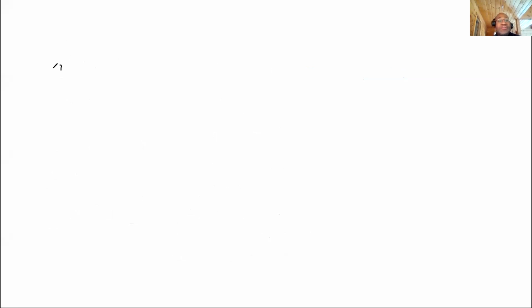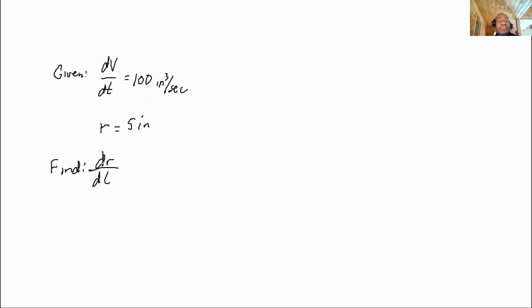All right, so in this problem, we're given dV/dt, which is going to be 100 cubic inches per second. And we're also given that the radius is equal to 5 inches. And our goal here is going to be to find the value of dr/dt. All right, so we have the given information. We know what we want to find.